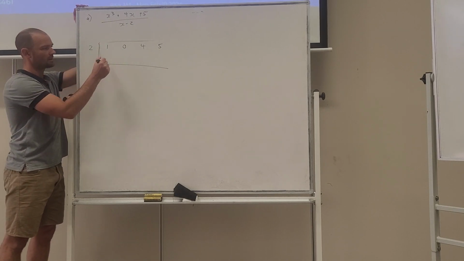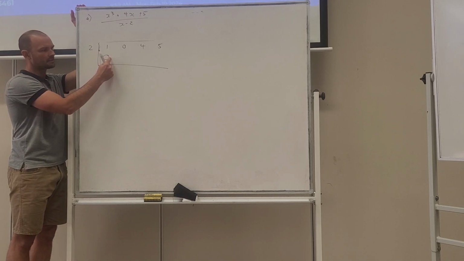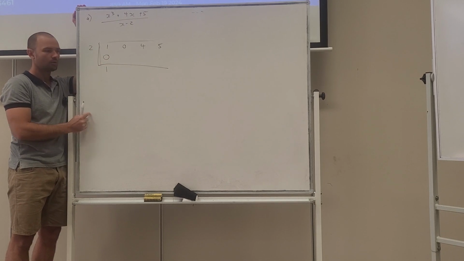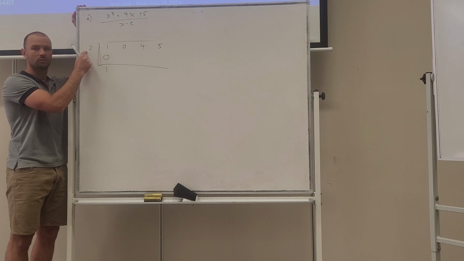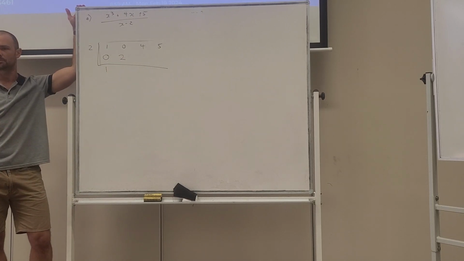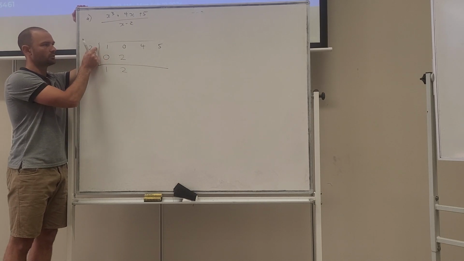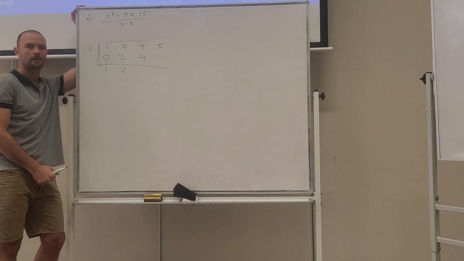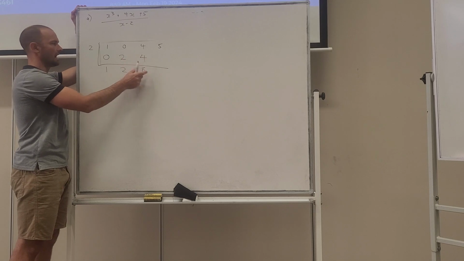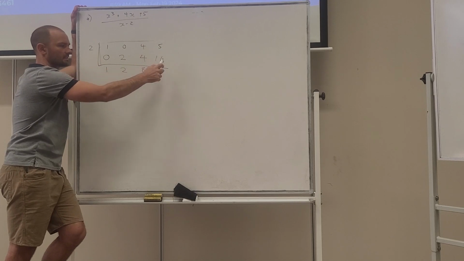Our very first step is always to put a 0 here. Okay? And then we go like this. 1 plus 0 is 1. Then we go 1 multiplied by 2. 1 times 2 is 2, so we're going to put 2 there. And then we just repeat. 0 plus 2 is 2. 2 times 2 is 4. 4 plus 4 is 8. And then 8 times 2 is 16. 5 plus 16 is 21.